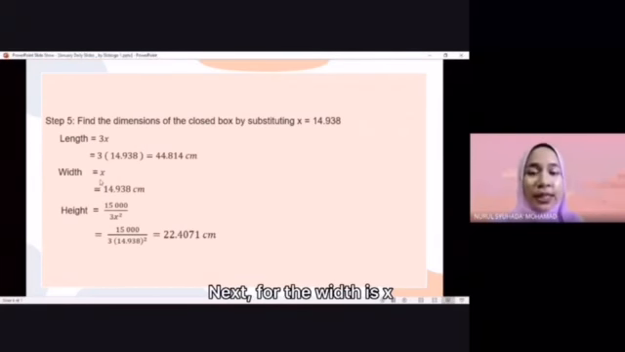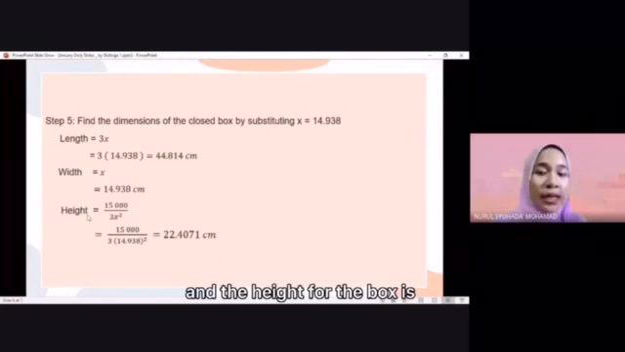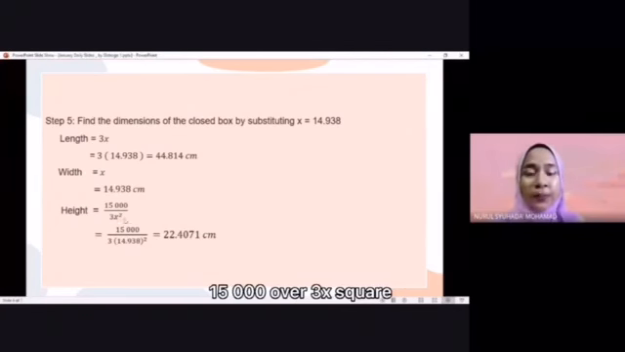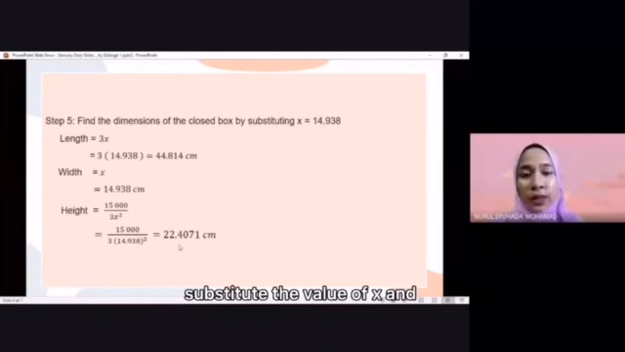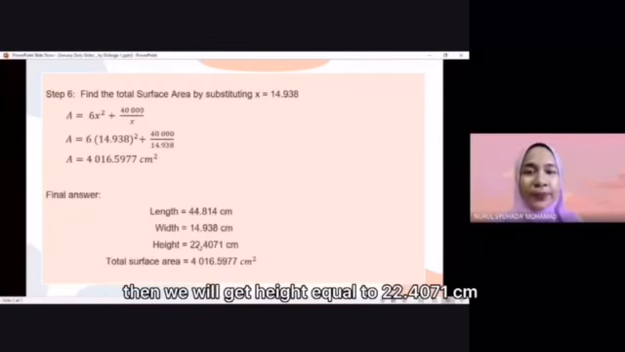Next, the width is x. We just have to put the value of x, then we get the width equal to 14.938 cm. And the height for the box is 15,000 over 3x squared. Substitute the value of x, then we will get height equal to 22.4071 cm.